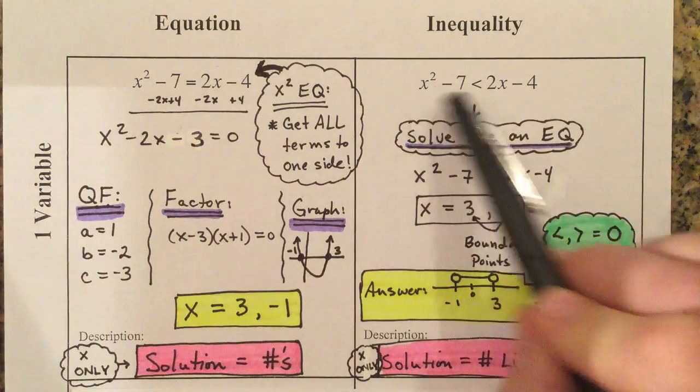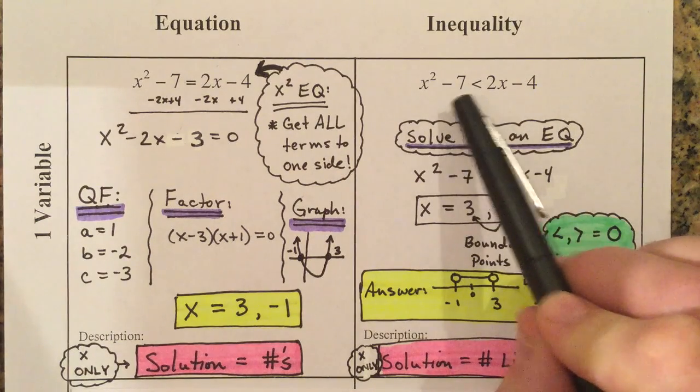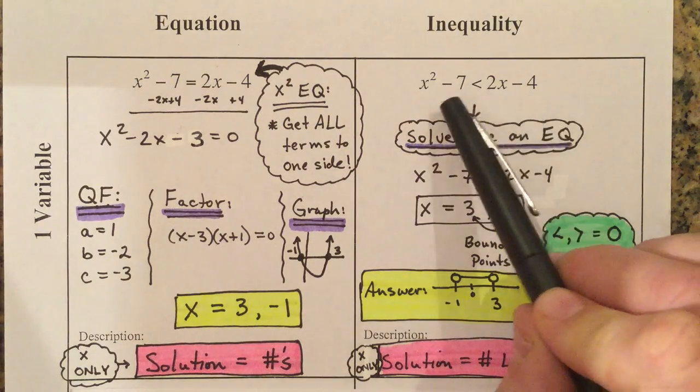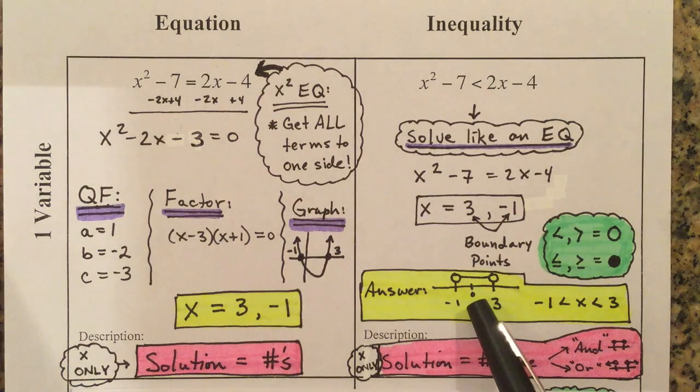Then to decide if the answer goes between or on the outside of the points is by testing 0. If I put a 0 in for x here and a 0 in for x here, I end up getting -7 is less than -4. That is a true statement. So where 0 is, that's where you're going to also put the arrows or the solution, which is between the points. Sometimes the 0 won't work and the arrows will go outward.